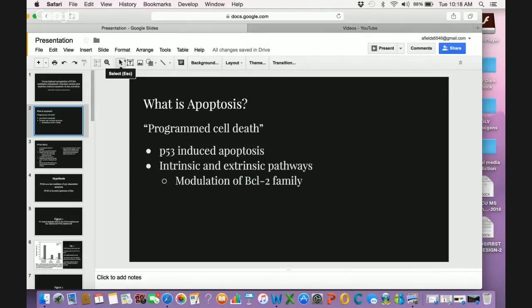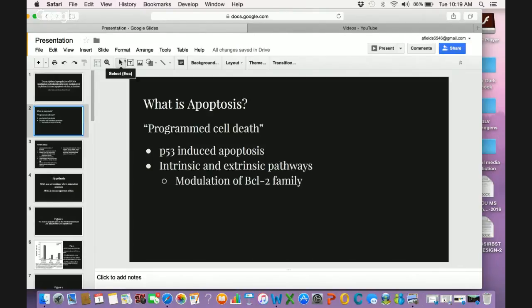The intrinsic pathway is modulated by the BCL2 family. The BCL2 family is a family of proteins that control the direct release of cytochrome C from the mitochondria. They comprise anti-apoptotic, that is pro-survival, and pro-apoptotic members. The family members are classified based on their structural similarity to the BCL2 homology, which is BH. Their domains are BH1, BH2, BH3, and BH4, and a transmembrane domain.